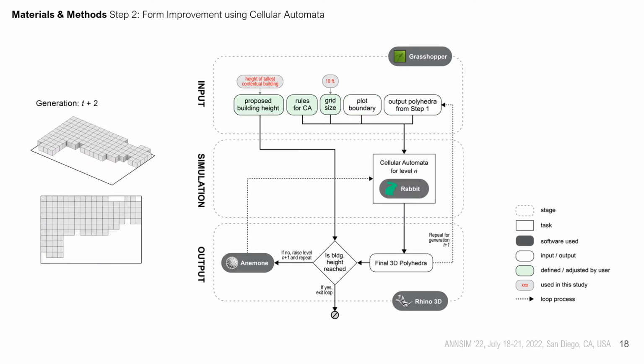To address this, cellular automata is used to improve the form by eliminating noise. The framework utilized a cellular automata plugin for Grasshopper called Rabbit. And this step takes the output form from step 1 and applies specific cellular automata rules for which voxels to add or eliminate to address the anomalies and make the form more applicable for the designer.